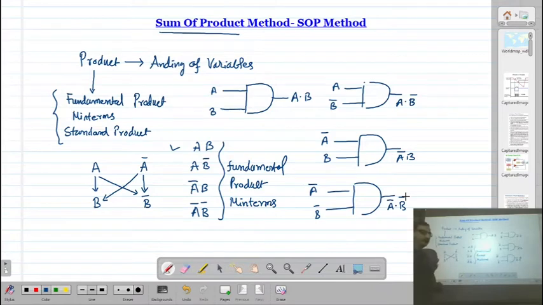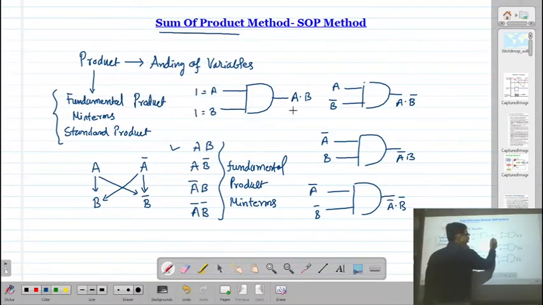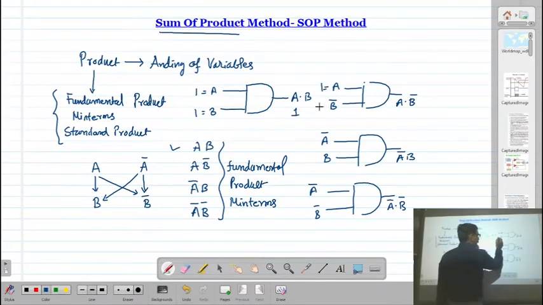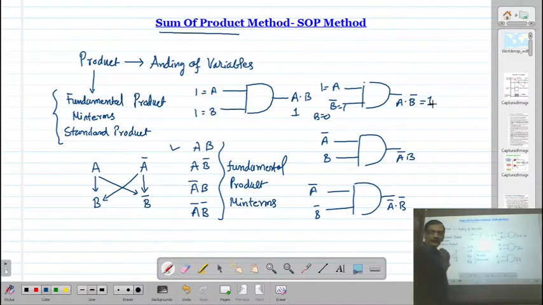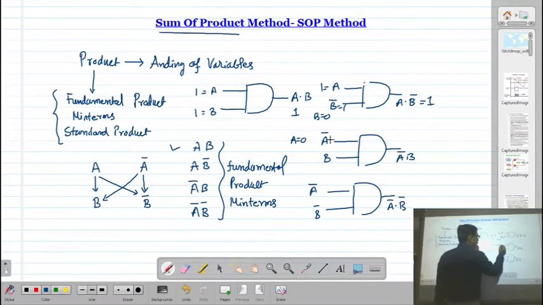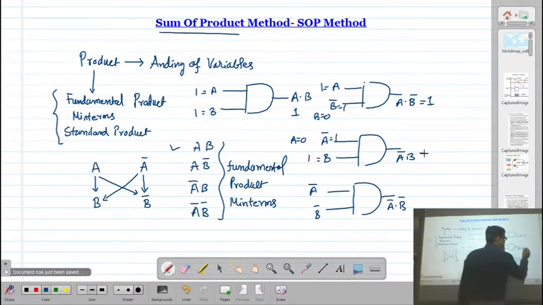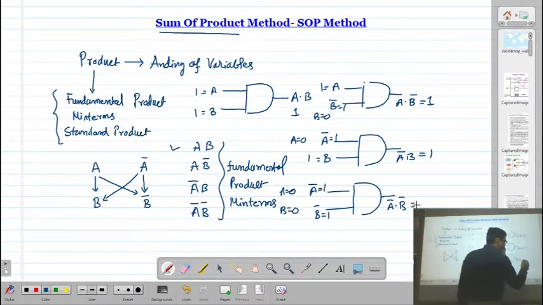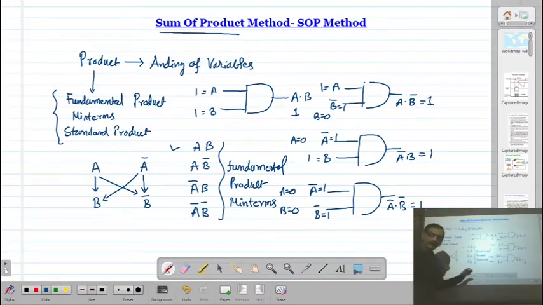Now if A is equal to 1 and B is equal to 1, then A dot B is always going to be 1. Same way, here A is 1 and B is 0, so B bar is going to be 1, and this output is going to be high. Here if A is 0, then A bar is 1 and B is also 1, so A bar B is going to be 1. Then A is 0, B is 0, so A bar is 1, B bar is 1, and A bar B bar is going to be 1. So whatever fundamental products we have, they always produce the high level, the output of the AND, which is always a 1.